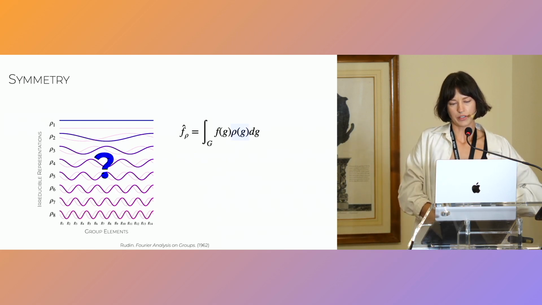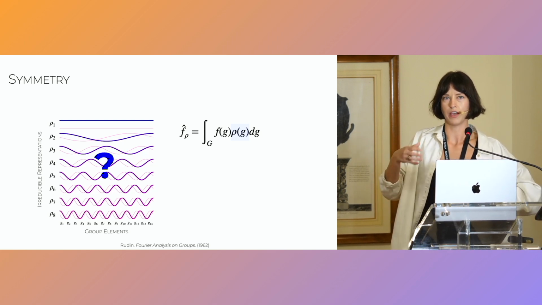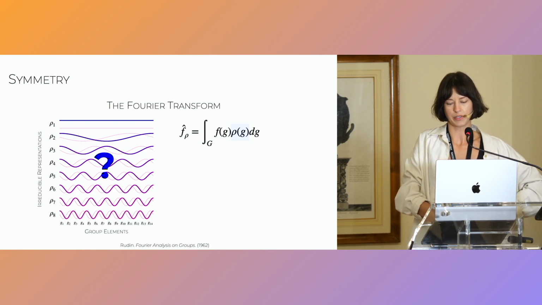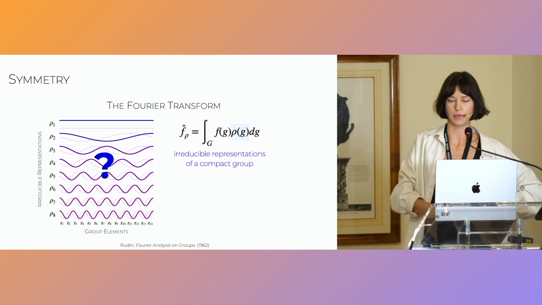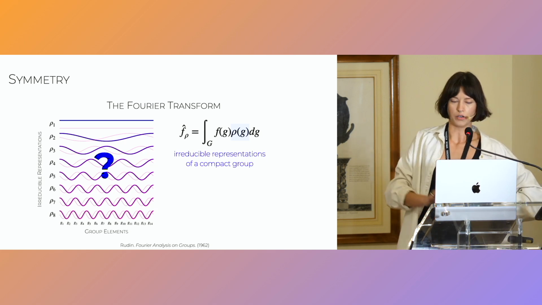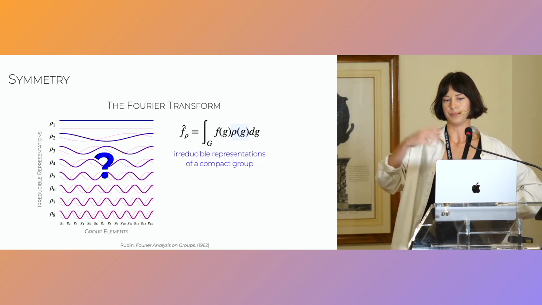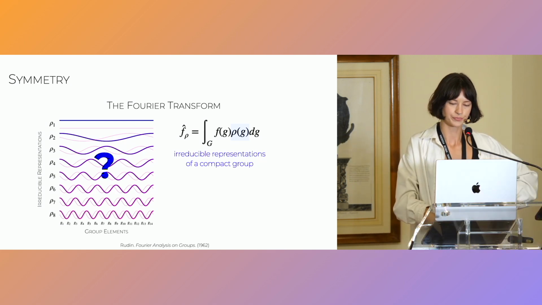And importantly, the notion of a Fourier transform can be generalized beyond that particular group. More generally, we can talk about Fourier analysis on general groups. We can replace those complex scalars with the irreducible representations of an arbitrary compact group, which here are represented by rho of g. So rho is your map that assigns complex scalars or matrices to elements of your group.